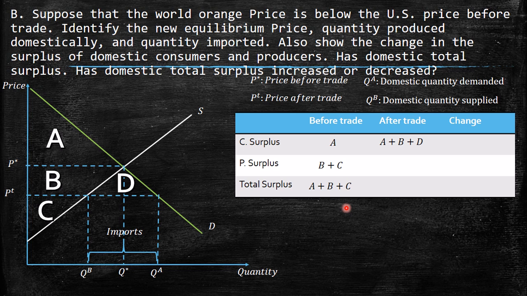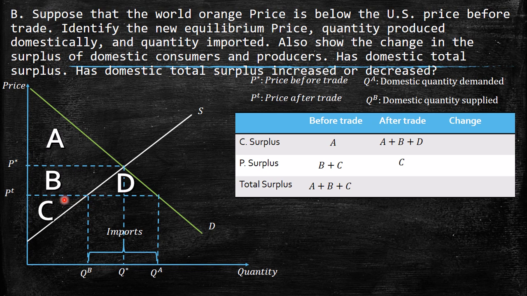So what is going to happen with the market? There's going to be naturally a change. What is this change? Basically, the consumers will face a lower price, so compared with the previous condition, which was just A, the consumer surplus is going to be A plus B plus D. All this triangle is going to be for the consumers.